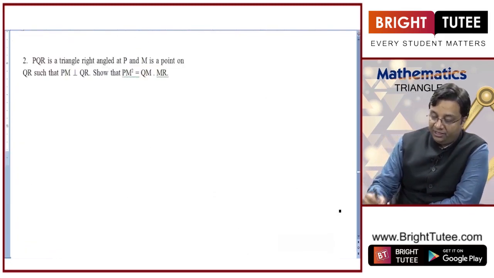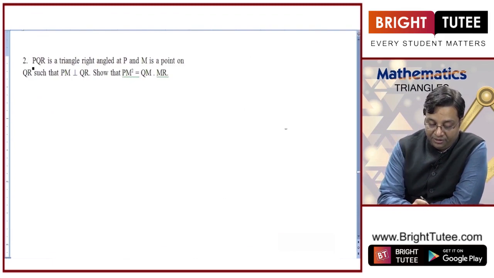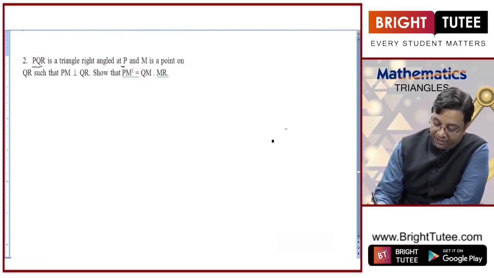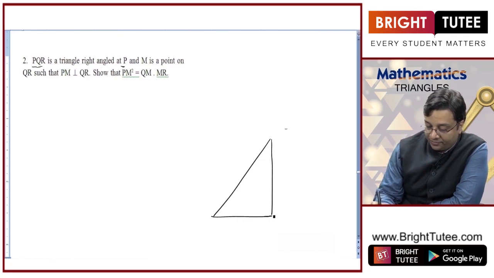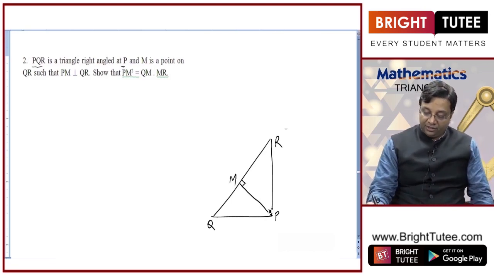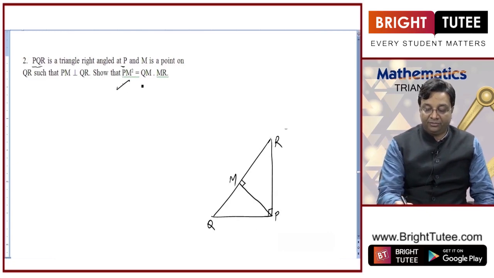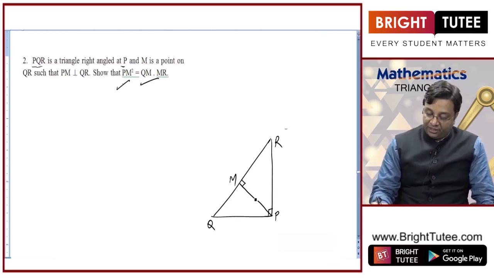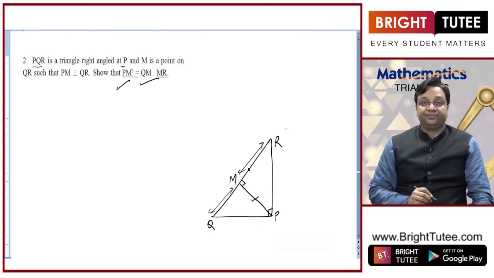Now, the next one. We have done ample number of questions of this type. So, it will be very easy for you. PQR is a right triangle, right angled at P. Let me draw the diagram first. PQR is a triangle right angled at P. So, let it be P, this be Q and this is R, and M is a point on QR such that PM is perpendicular to QR. Okay. So, this is 90, this is 90. PM squared equal to QM into MR. So, I require PM squared, this QM into MR.